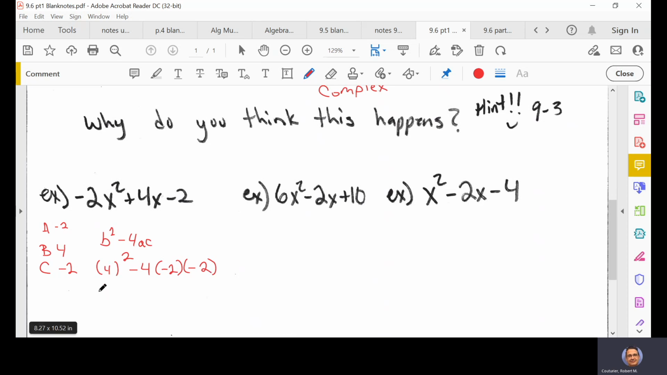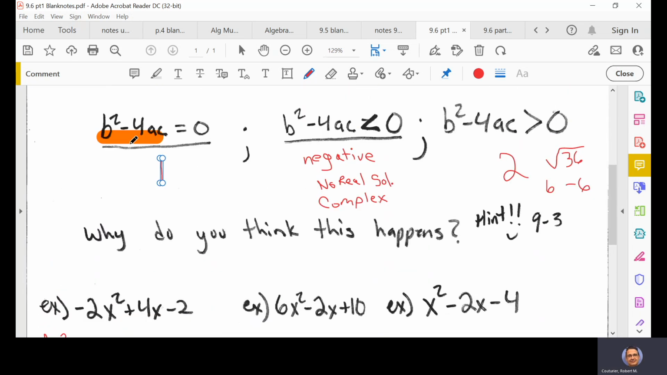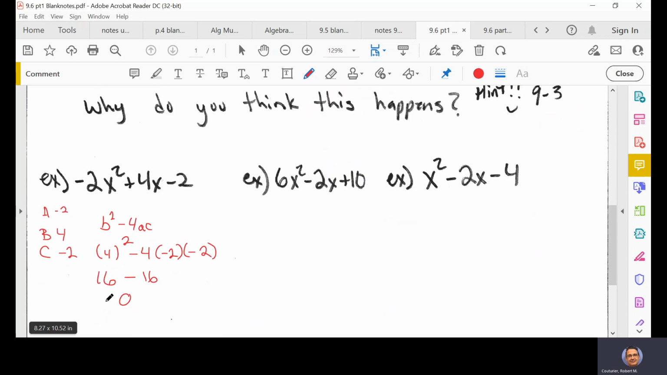Okay, so 4 squared, 4 times 4 is 16. And now we're going to do negative 4 times negative 2 times negative 2. We end up with a negative 16. Look at that. When you take 16, you minus 16, your answer is 0. So remember, if it equals 0, you have one solution because technically it's under a square root. So that would equal 0. You would have one solution.